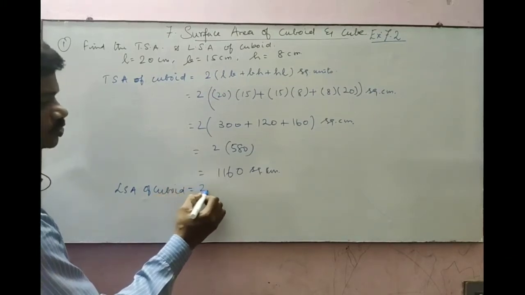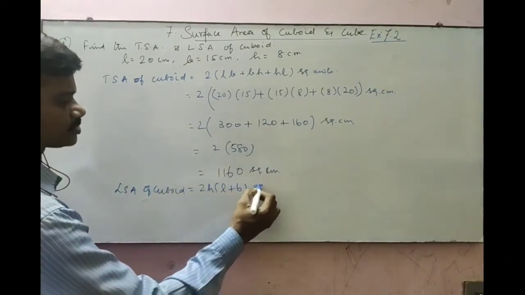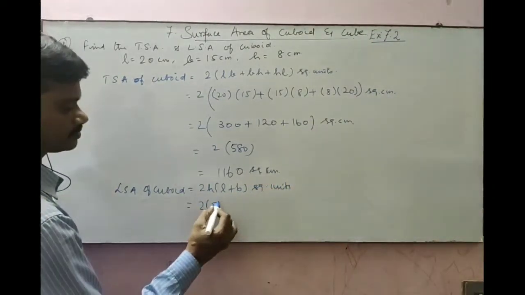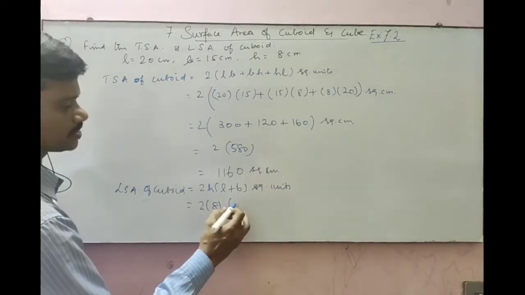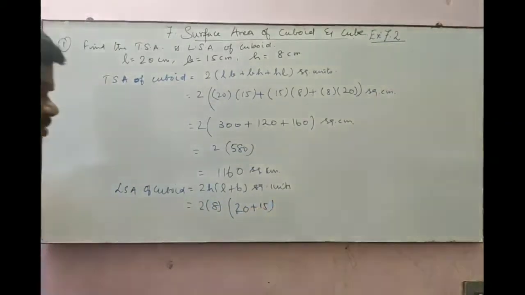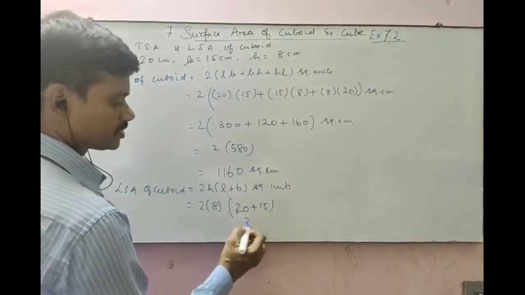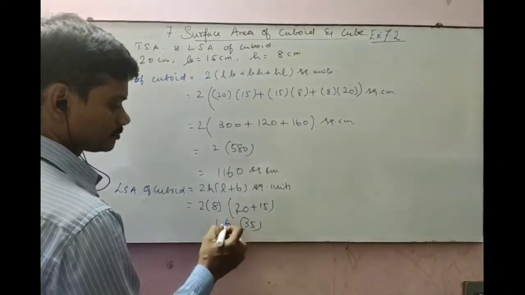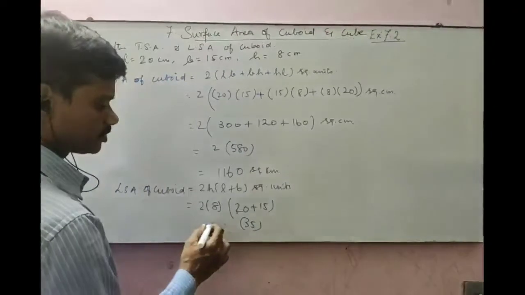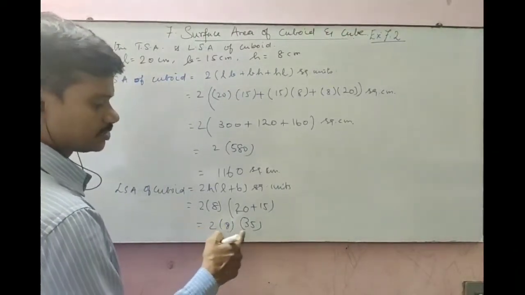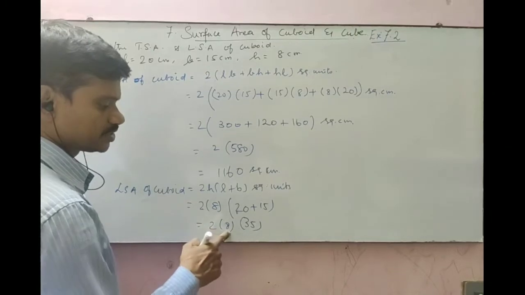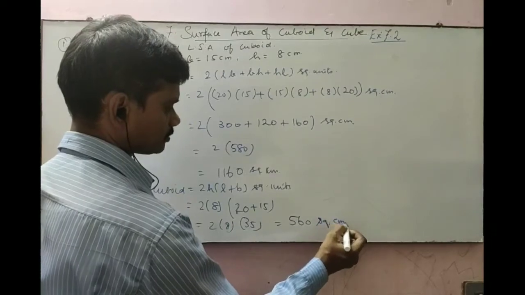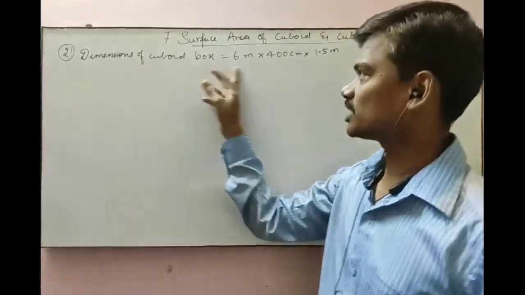For that the formula is 2H into L plus B square units. So 2 into H is 8 into L plus B, that is 20 plus 15. First you have to simplify the bracket. 20 plus 15 gives 35. You can multiply 35 into 8 2s are 16, or you multiply the 8 afterwards and multiply the 2 first. So 2 into 35 gives 70. 70 into 8 gives 560. So 560 square centimeter.